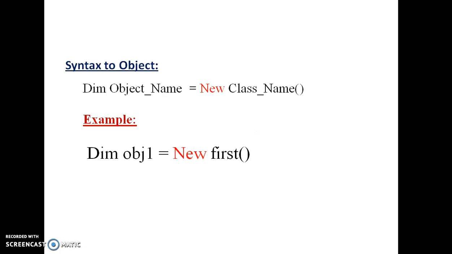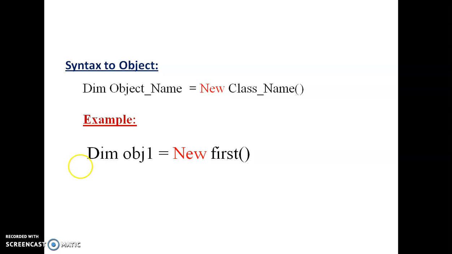Next we will discuss the syntax to create an object. As with other variables, like integer, single, double, in the same way we are now going to create a variable based on the class. That's the only difference. A class is a user-defined data type.